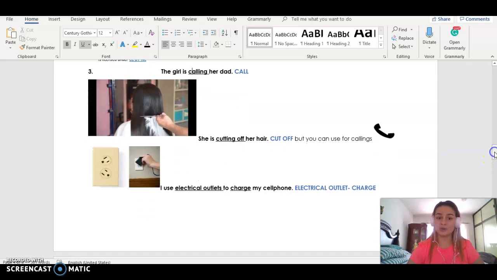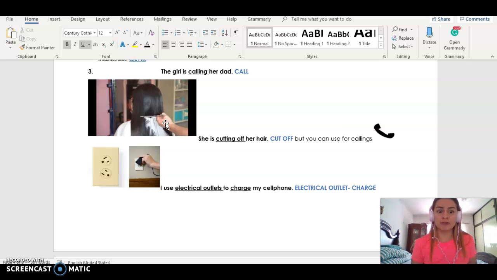Now we have the second word, cutting off. What is the difference between cut and cutting off? Cut is to cut very carefully, to see how I'm going to cut the things. Or when I cut the tomatoes, I cut them gently. But cut off is poof, immediately.